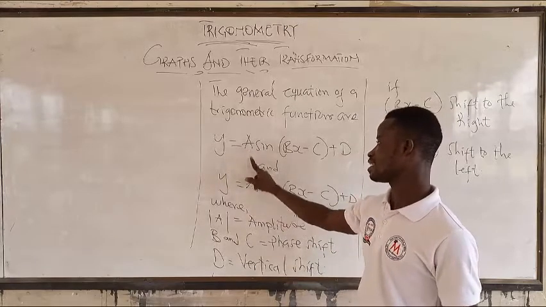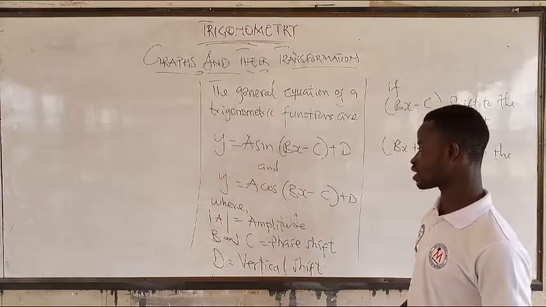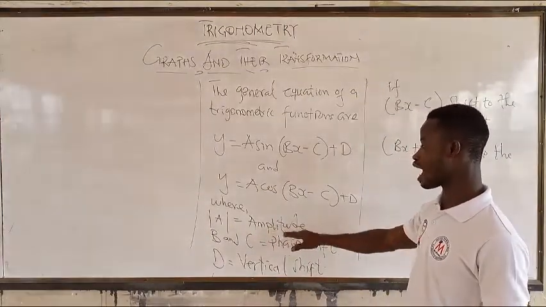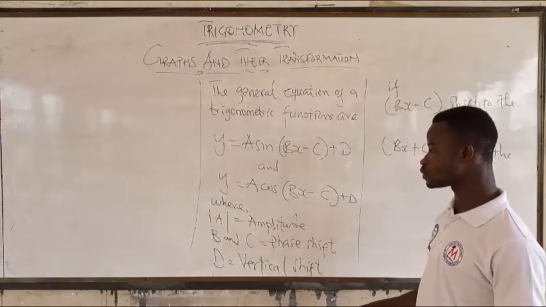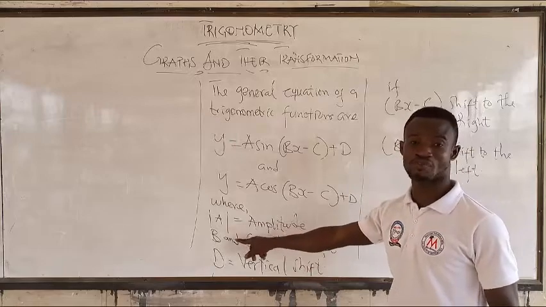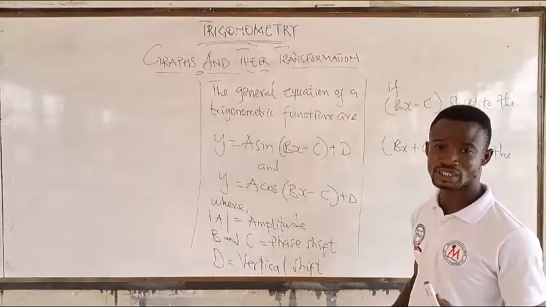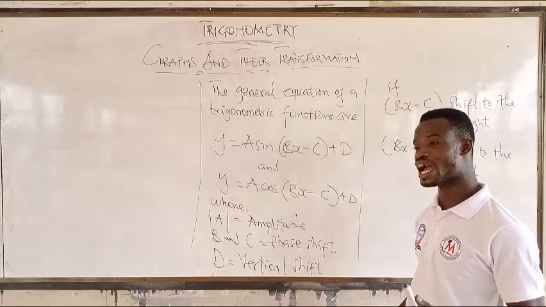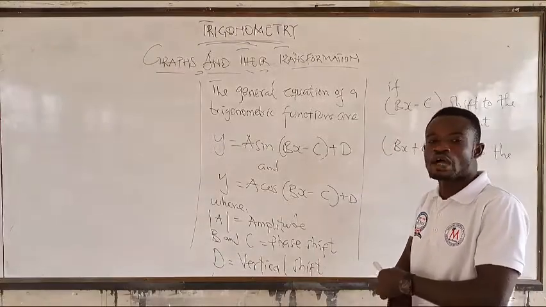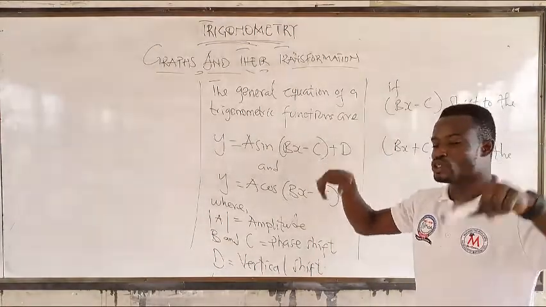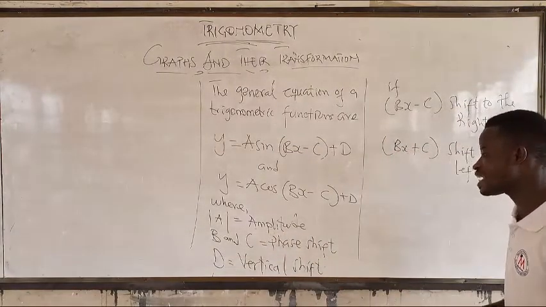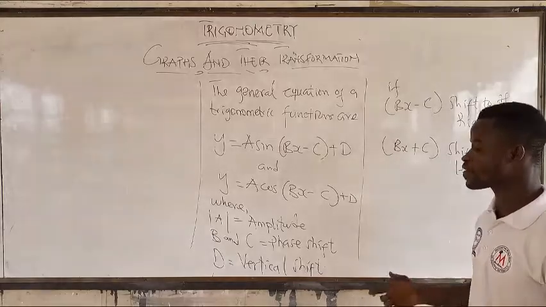Now, the a here is telling us the amplitude. So we take the absolute value of it. That means that the amplitude can never be negative, but rather positive. So even if your a is −3, take the absolute value of it, and you get the amplitude to be positive. Very good.